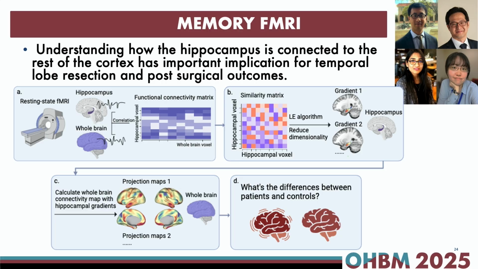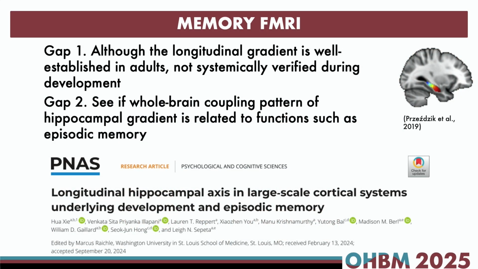We want to know how the hippocampus is connected to the rest of the cortex to see about the implications for surgery. We know in adults that there's a primary gradient anterior to posterior in the hippocampus. This had not been done in kids. We wanted to see if it was related to memory in kids. So we published this in PNAS in 2024.